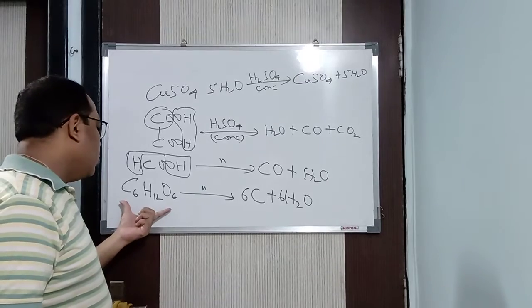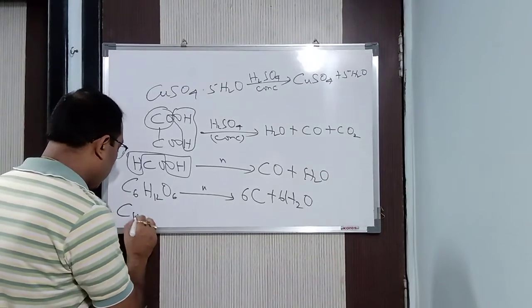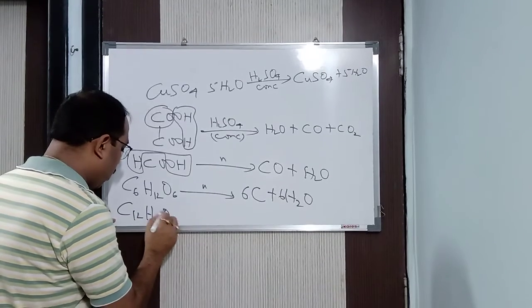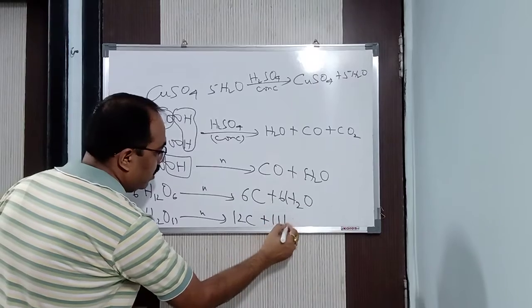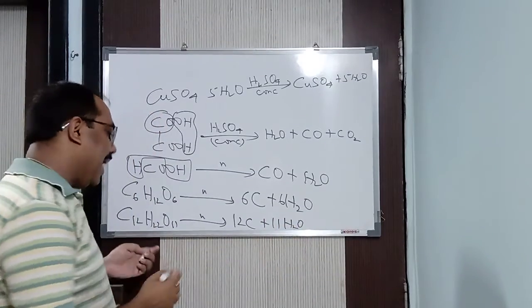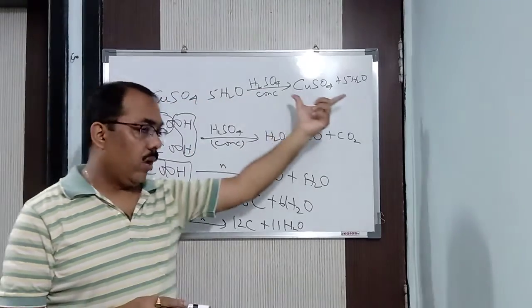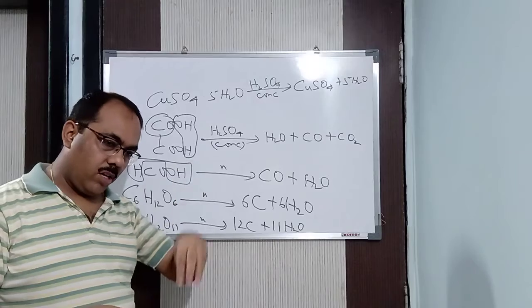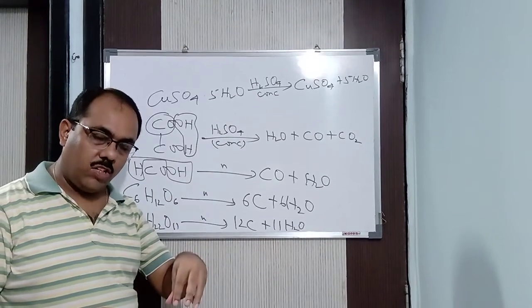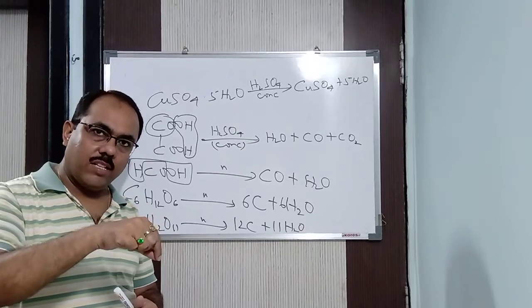Now you can also do this particular reaction with sugar. Sugar is C12H22O11. Same thing, you will get 12C plus 11H2O. Now you can carry out this reaction. As I said, in the earlier case it becomes blue to white. In this case, you take a test tube, put some sugar or glucose into it, and add just 2 to 3 drops of concentrated sulfuric acid.